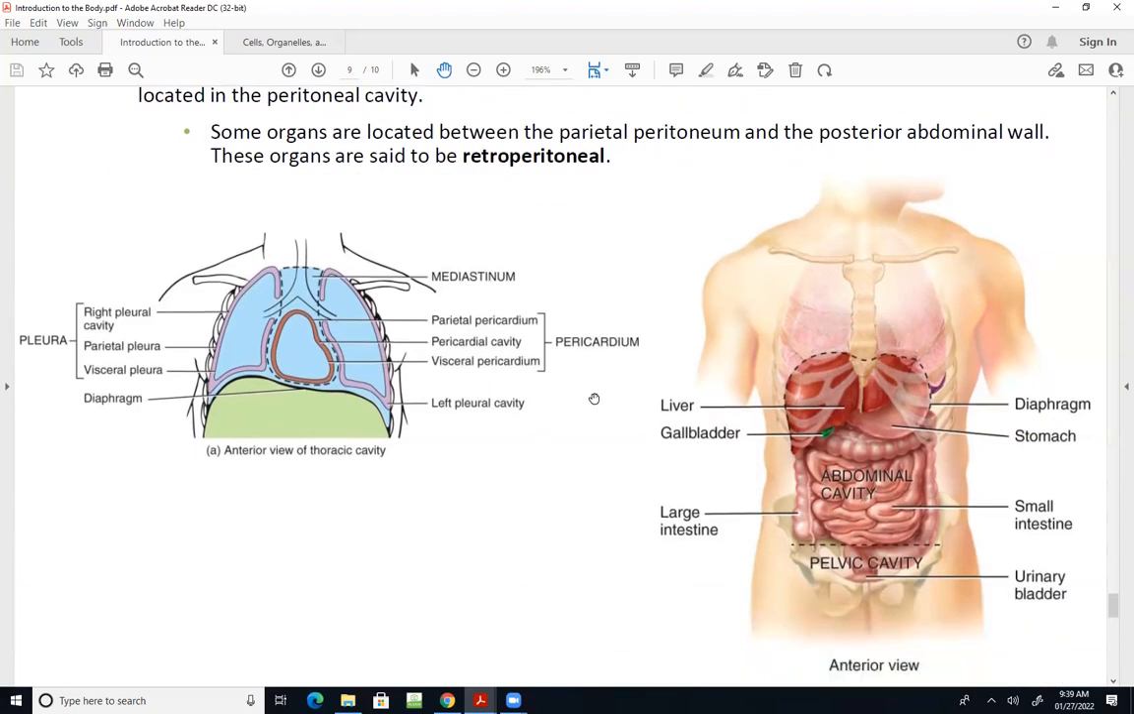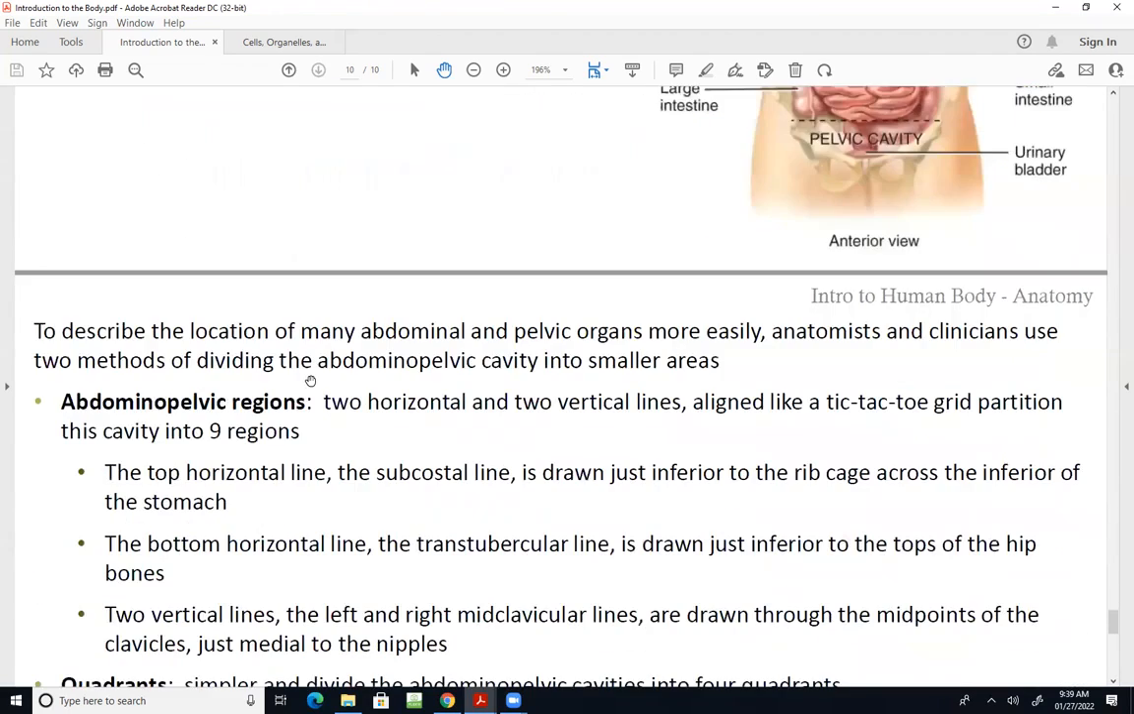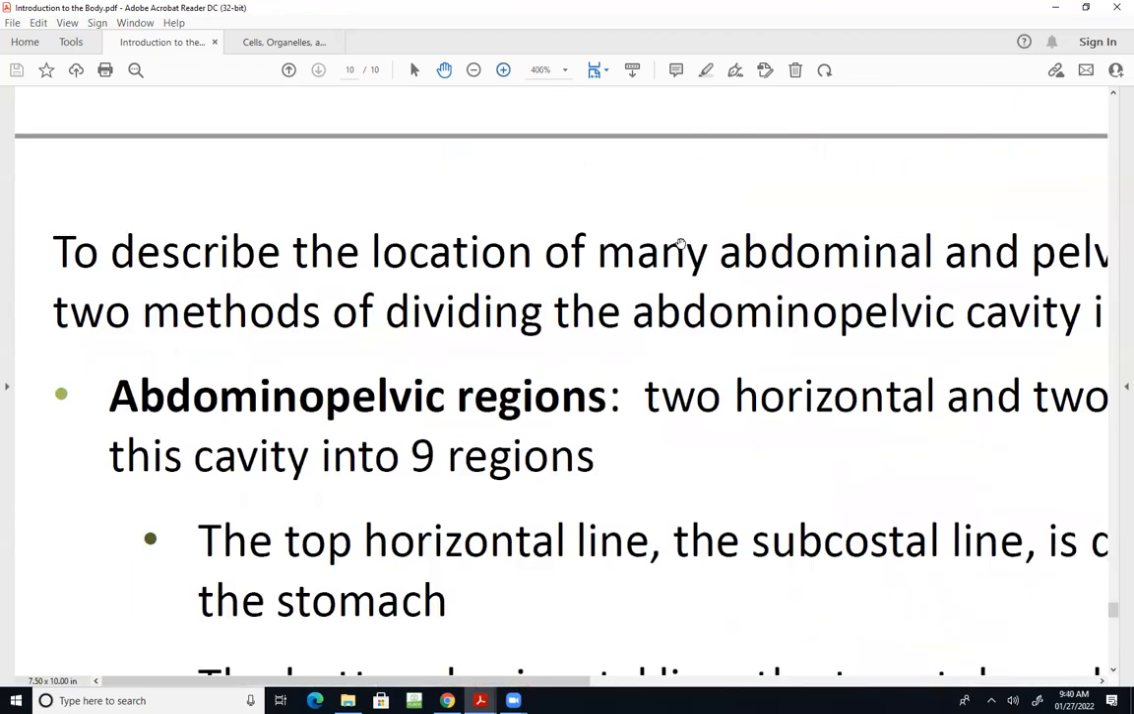As far as these two pictures go, this one kind of shows pleura of the pericardium. I'm not really concerned whatsoever with these two pictures, so I'll just move on to our last slide.